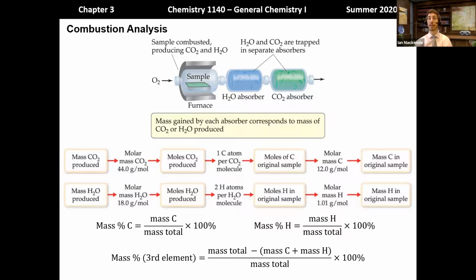But the mass percent of whatever that third element is simply the total mass of the original sample minus the masses of carbon and hydrogen that I've determined, and then divide that number by the total mass to get me the mass percent of whatever the third element happens to be. Of course, it can get more complicated. We could have 4 or 5 elements present in a molecule, but in many cases, we only have at most 3 elements present. So this is a very useful tool for determining the mass percent of each of those elements.